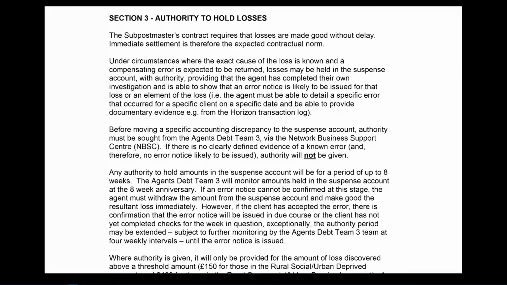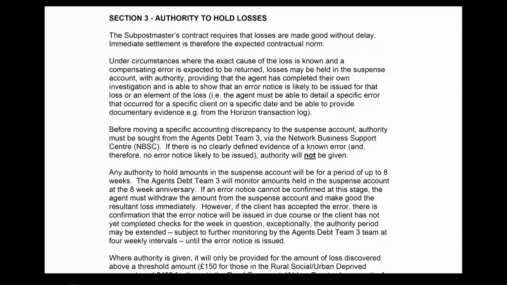If we look at that another way round, if there was an unknown error, so a bug, error or defect that wasn't known to the NBSC, is it right to say that the sub-postmaster would have to make good that discrepancy? I think that's how I'd interpret it.